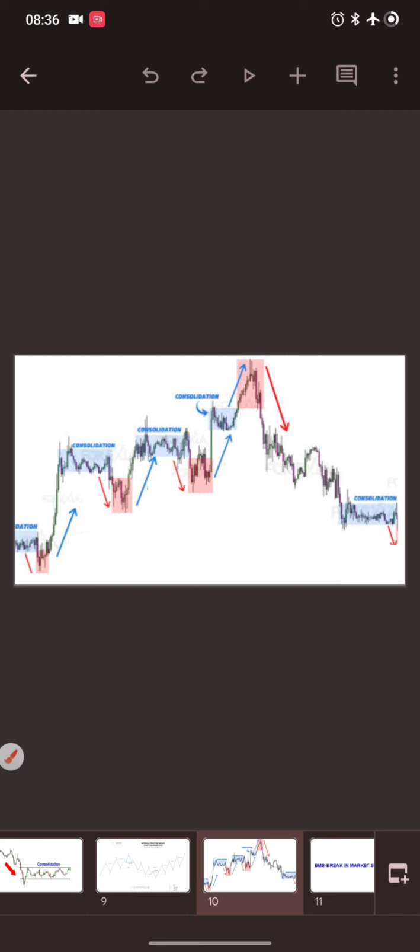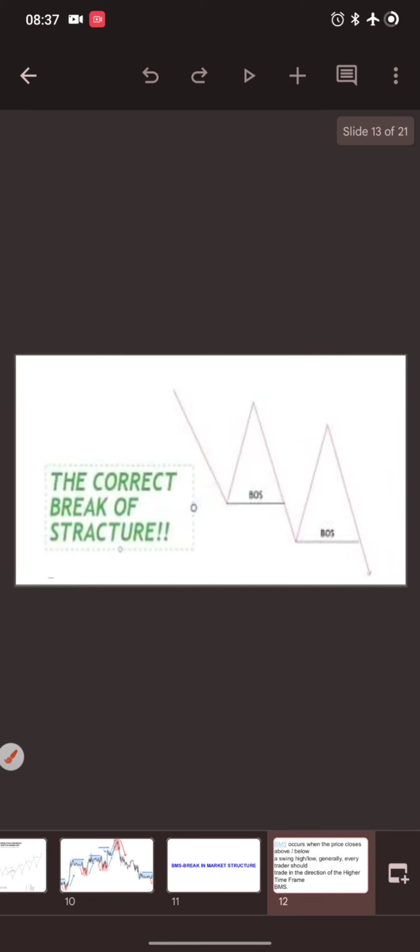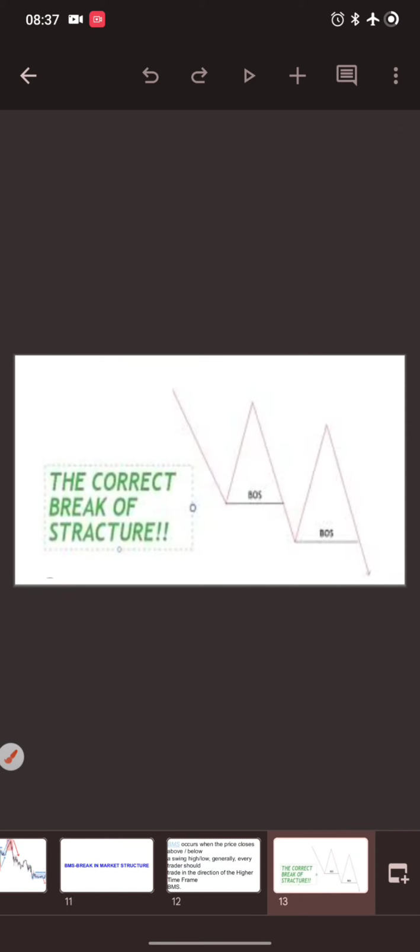So you have to be working with your higher time frames, your 1 day, your 4 hours, your 1 hour, before you use your 15 minutes. So, breaking market structure. BMS occurs when the price closes above or below a swing low. Generally, every trader should, like I said, trade with the direction of a higher time frame.